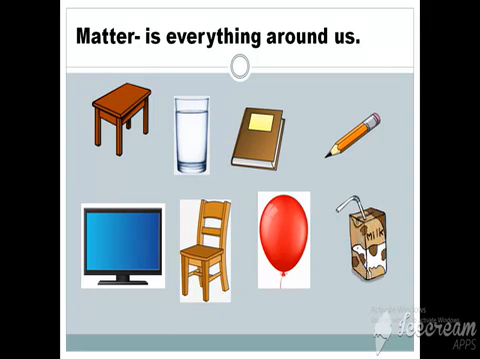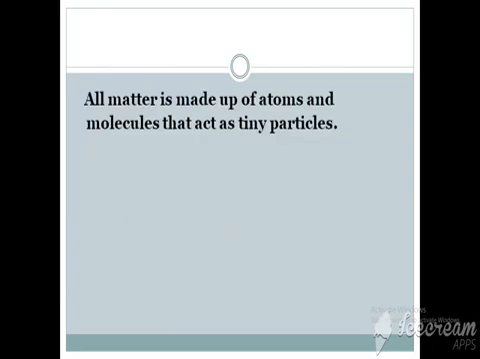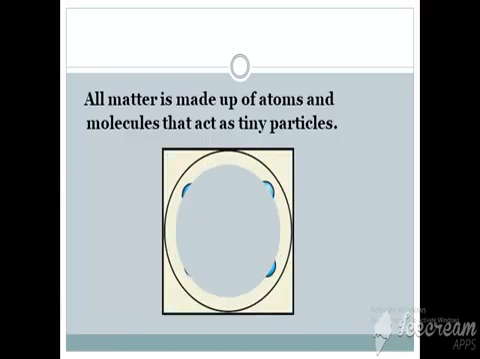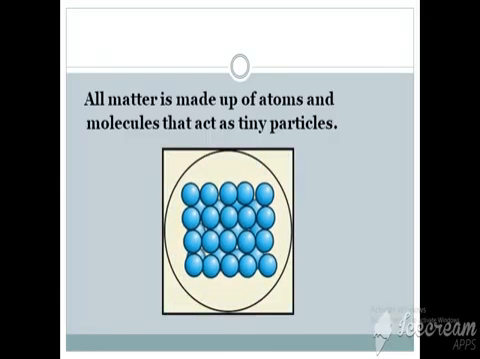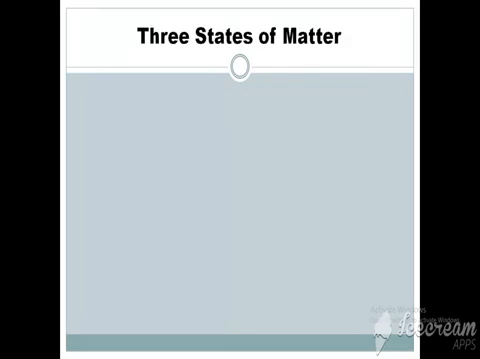Now, these are the few examples of matter. All matter is made up of atoms and molecules that act as tiny particles, as you can see in this picture. Now, matter exists in several different forms called states. Do you know what are these?